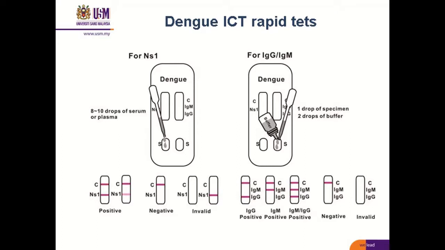So for dengue IgG IgM, control present, IgG present is IgG positive; control present, IgM present is IgM positive; and control, IgM and IgG present is IgM IgG positive. Control present, no IgM, no IgG is negative, and no control, no IgG, no IgM is invalid.